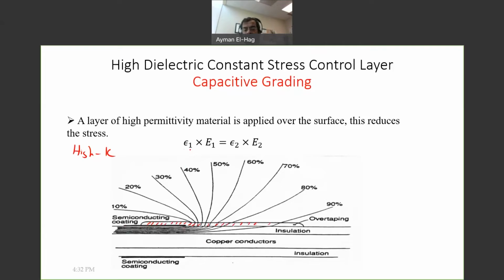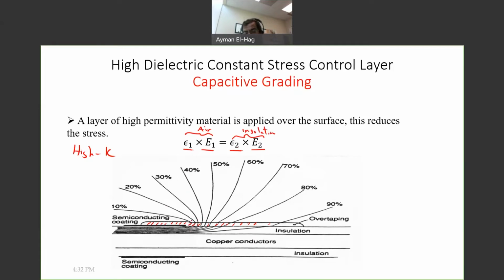Now again, epsilon 1 E1 equals epsilon 2 E2. So let's look at this zone, which is here. It was air, and here is XLPE. So let's say epsilon 1 E1 is the air, epsilon 2 E2 is in the insulation.